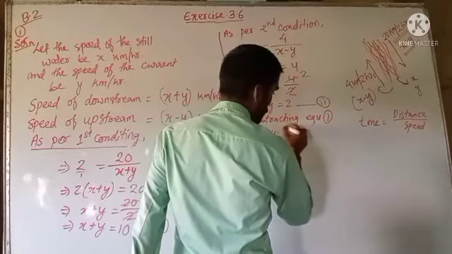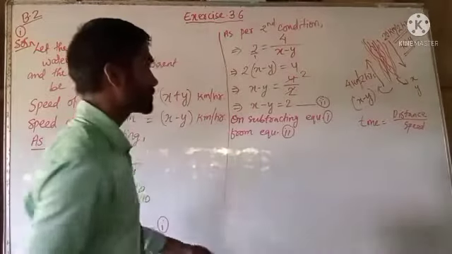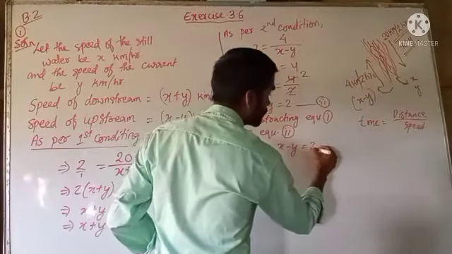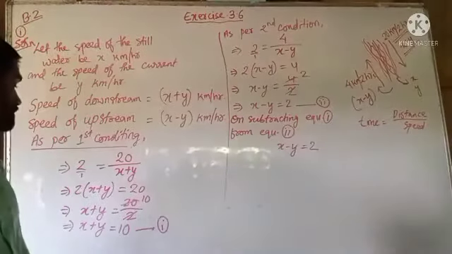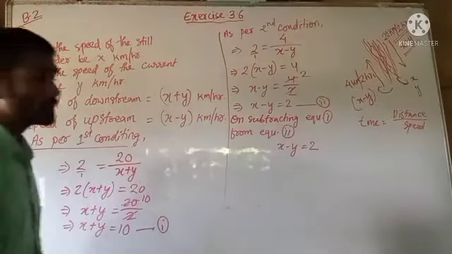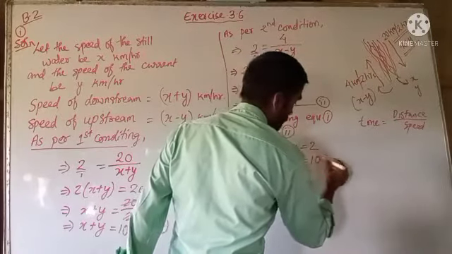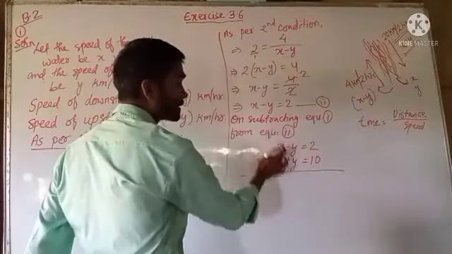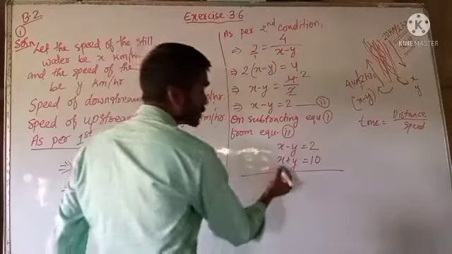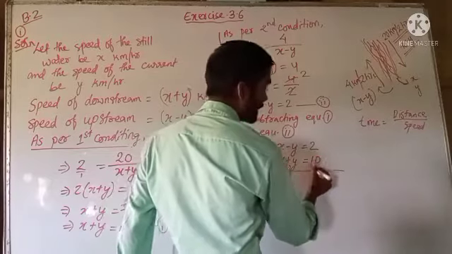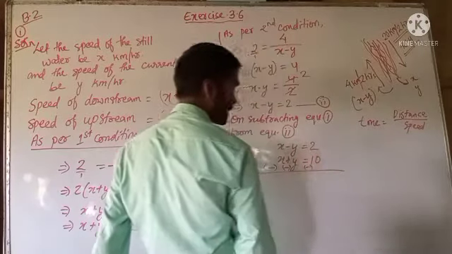From equation 2 we are subtracting. So equation 2 we will write first, that is x minus y is equal to 2. And equation 1 here it is x plus y is equal to 10. So when we are subtracting, the sign of the second equation will change. So here plus will change into minus, here plus again will change into minus, and here also plus will change into minus.